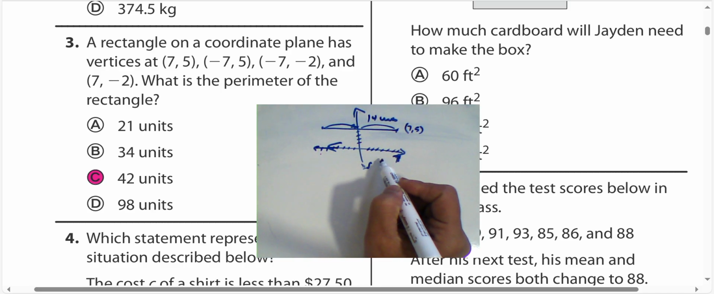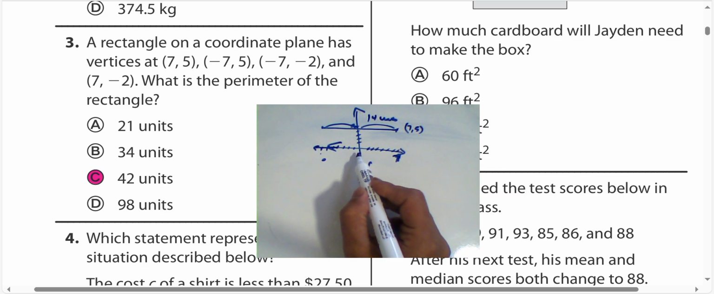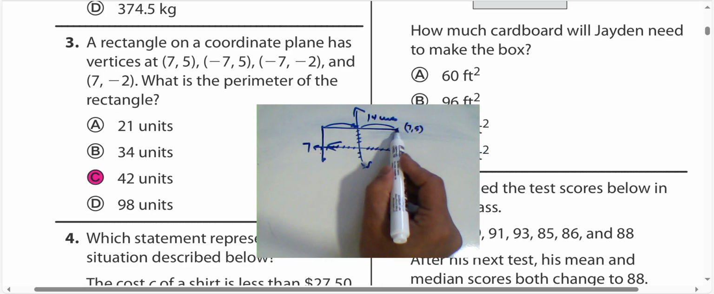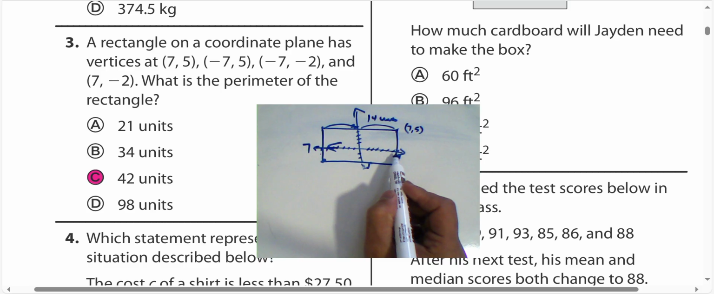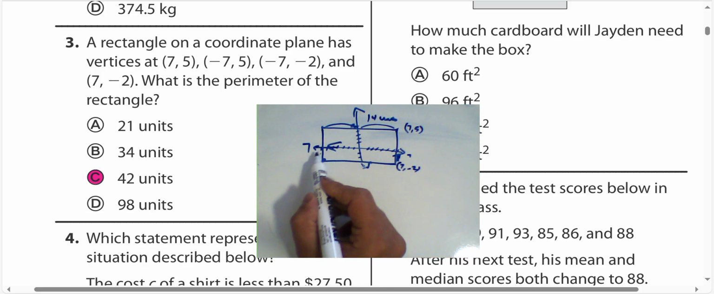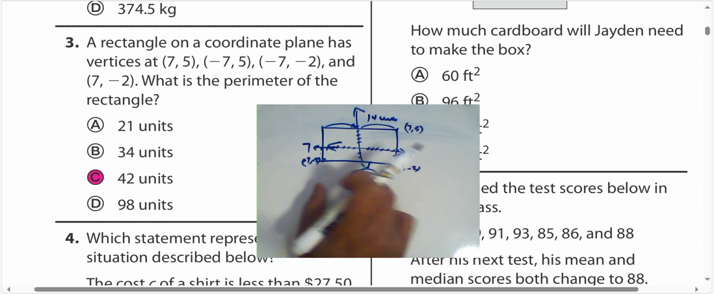And the second point here will be negative 7 and negative 2. Negative 7 here and negative 2: negative 1, negative 2. Here is this point. We have 2 points here, down and up. 5 plus 2 equals 7. Then we have 2 dimensions. The next point will be 7 and negative 2 also. And here negative 7 and negative 2. Then the dimension here is 7 plus 7, 14. 14 is the length and the width was 7.